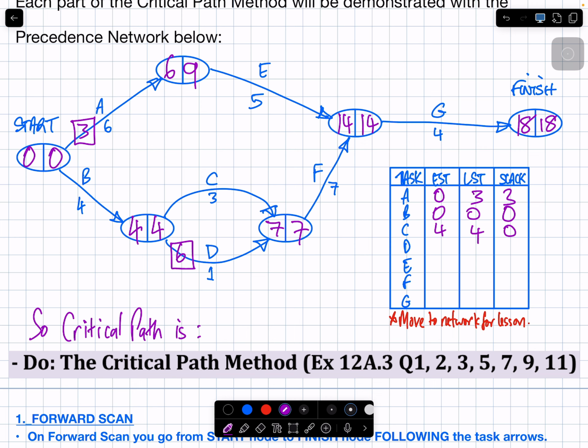0. Let's deal with D. What's the earliest that D can start? Still 4, but what's the latest it can start? That's what the 6 is. So 4 and 6. How much slack do I have on D? 2. I could leave D for 2 minutes and it's not going to affect the whole project. I'm still going to finish at 18.